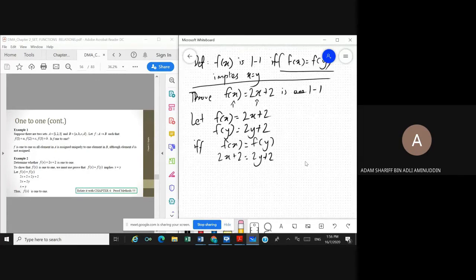Right now, after some algebra manipulation here, the solution of linear equation, you can see that 2x equals to 2y, x equals to y. Therefore, it reflects back the definition. For this case, fx 2x plus 2, if fx equals to fy, 2x plus 2 equals to 2y plus 2, it implies x equals to y. As my conclusion right now, fx equals to 2x plus 2 is definitely proven to be 1 to 1. Very simple.